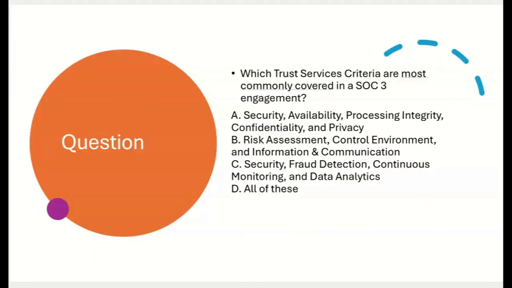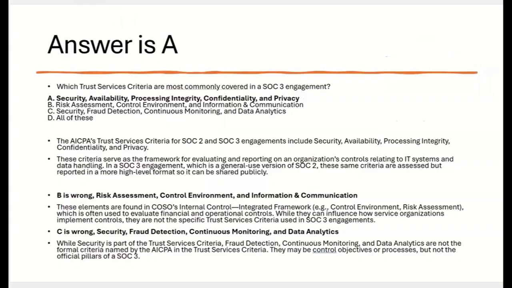All right, which trust services criteria are most commonly covered in a SOC 3 engagement? A says security, availability, processing integrity, confidentiality, and privacy. That sounds pretty good. How about B? Risk assessment, control environment, and information and communication. Well, if the question asked about the COSO internal control framework, B would be your answer. But the question's asking about trust services criteria in a SOC 3 engagement, so B is out. C, security. Okay, that's part of trust services criteria. Fraud detection? No. Continuous monitoring? No. Data analytics? No. So A is correct.